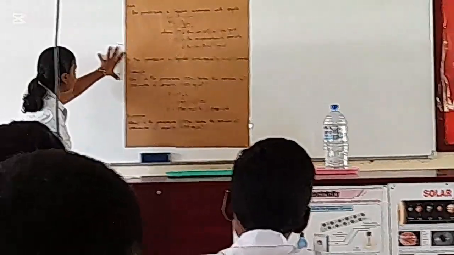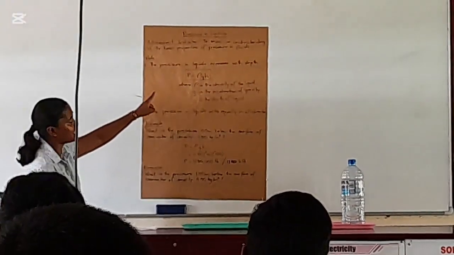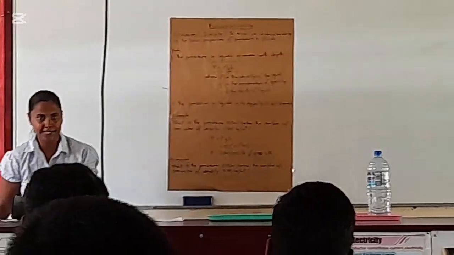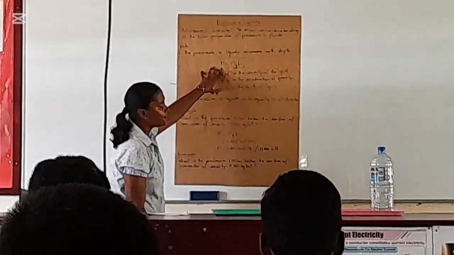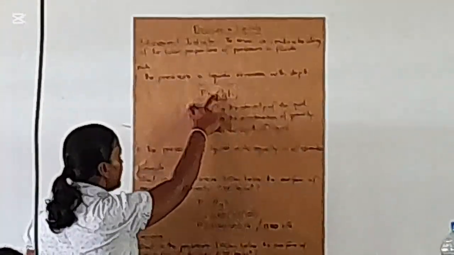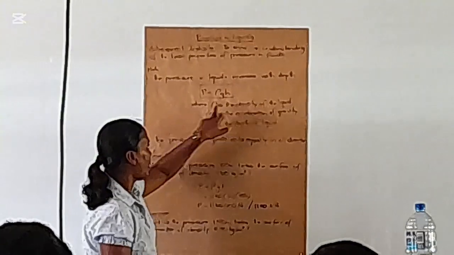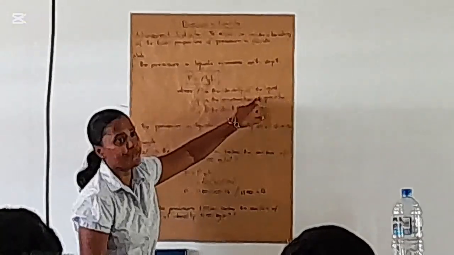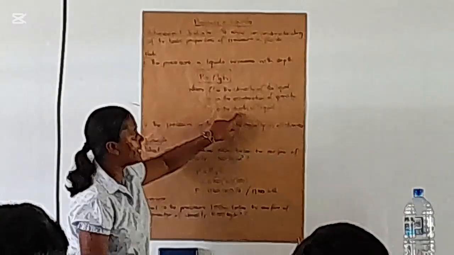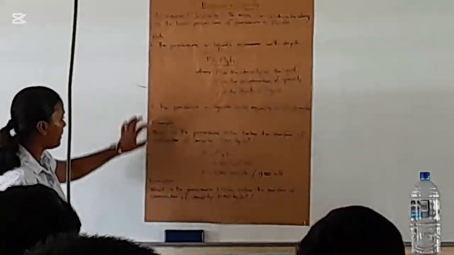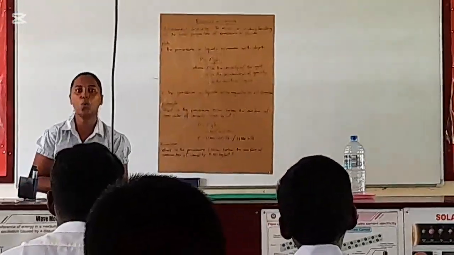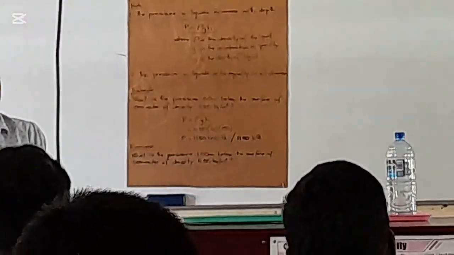So if you look here, it says number 1, the pressure in liquids increases with depth. So as you go down, the pressure increases. Now, the formula for pressure here is pressure is equal to density times g times h, rho g h, where rho is the density of the liquid, g is the acceleration of gravity, and h is the depth of the liquid. Now, number 2 says the pressure in liquids acts equally in all directions.